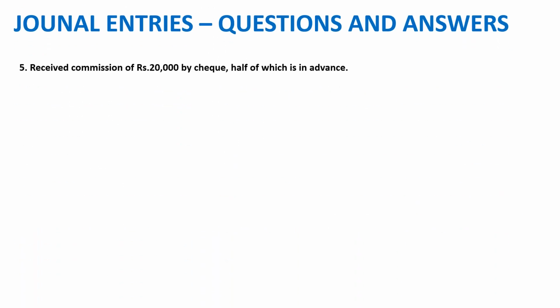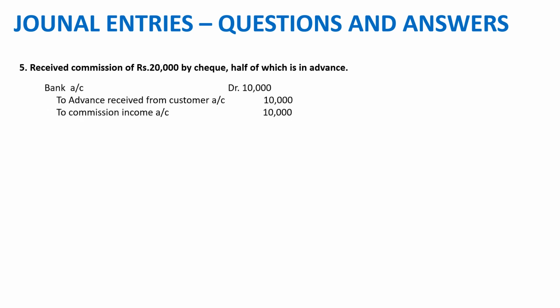Next transaction. Received commission of rupees 20,000 by check, half of which is advance. That means total 20,000 is not your income, right? Half you received is as advance. So what is the entry? Anyway, your bank balance has gone up by 20,000, right? So asset has increased by 20,000. So you will debit bank account by 10,000 rupees.